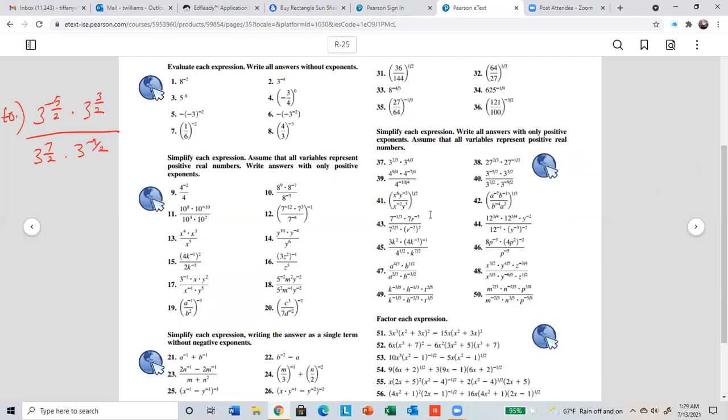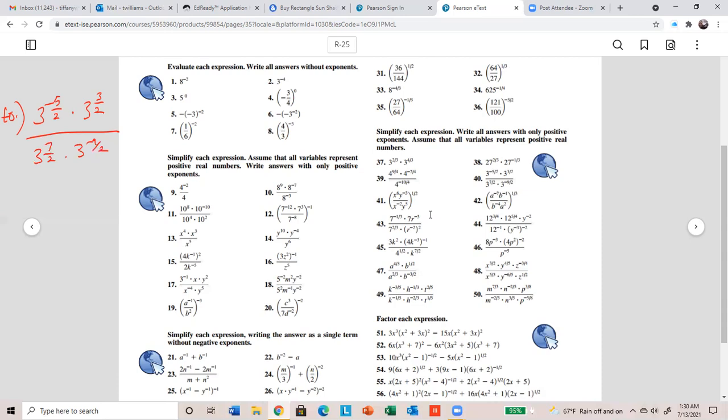Whew. One of the things that's so nice about number 40, though, is that you do have the same base. You have a 3, a 3, a 3, and a 3. If you had like a 3, a 4, a 5, and a 6, you couldn't do anything with it because it's different bases, and your exponential rules don't work for different bases. But we're in good shape.